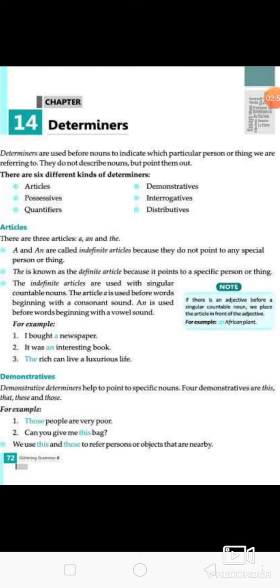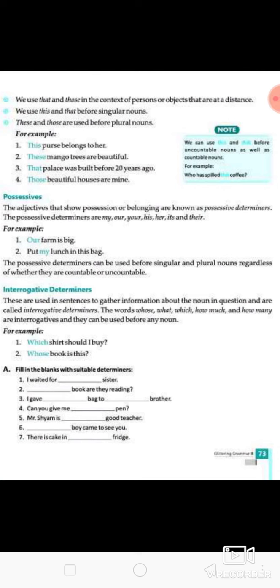So, this is used for a countable singular noun referring to something near. We use this and these to refer to persons or objects that are nearby. We use that and those in the context of persons or objects that are at a distance. We use this and that before singular nouns. These and those are used before plural nouns. Please note all these. There are a few examples for you for practice.